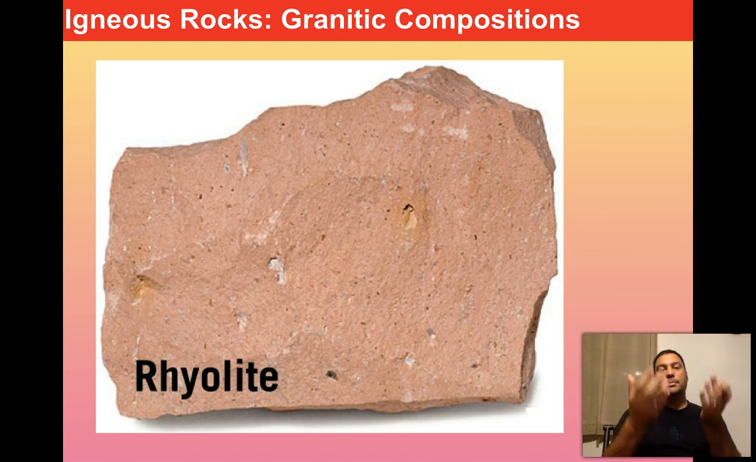It's the part that comes up to the surface. It's the lava. And rhyolites are very, very explosive. They're very viscous. They have a lot of silica. And things that are really viscous and really silica rich create large explosions.